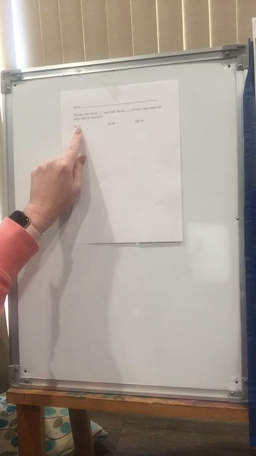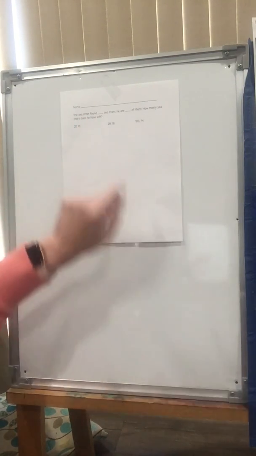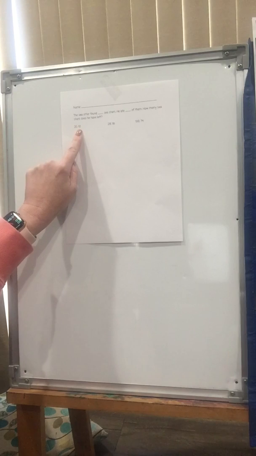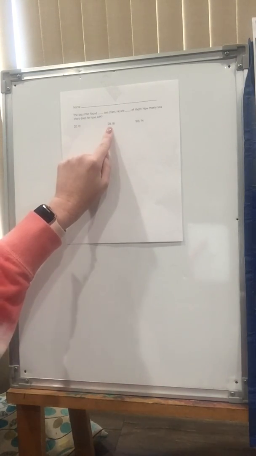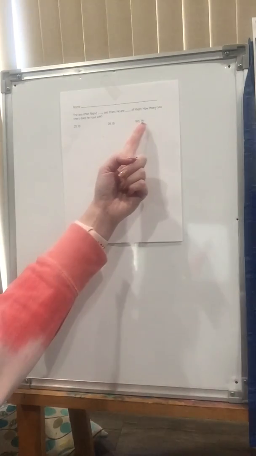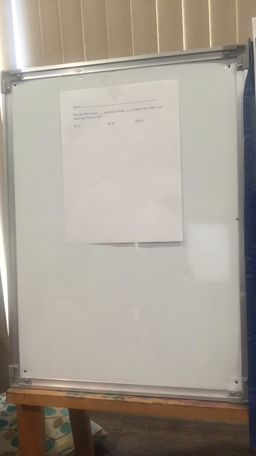So if you choose 20 and 10, you would be saying the sea otter found 20 sea stars. He ate 10 of them. How many sea stars does he have left? If you choose 28 and 18, it would say the sea otter found 28 sea stars. He ate 18 of them. How many sea stars does he have left? If you choose 100 and then the number 74, you would say the sea otter found 100 sea stars. He ate 74 of them. How many sea stars does he have left?